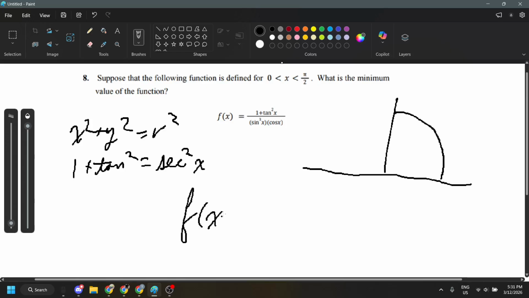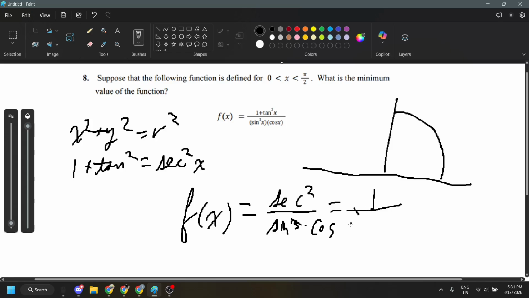So f of x is equal to secant squared over sine cubed times cosine. Secant is 1 over cosine squared, so down here we just have 1 over sine cubed times cosine cubed. Now we have this product, sine cubed times cosine cubed.